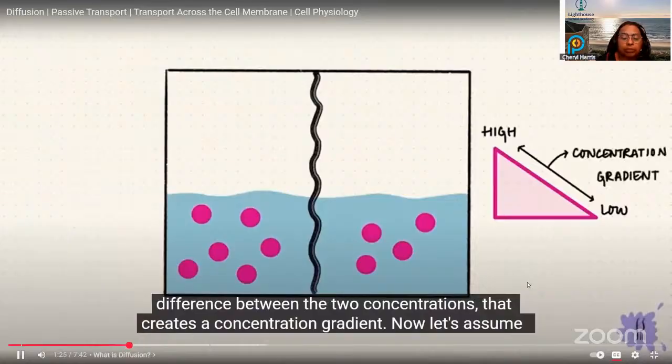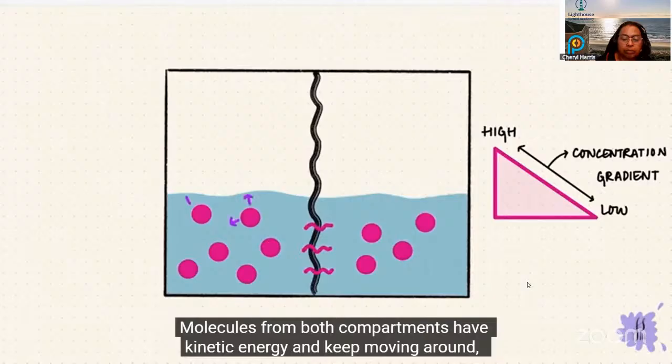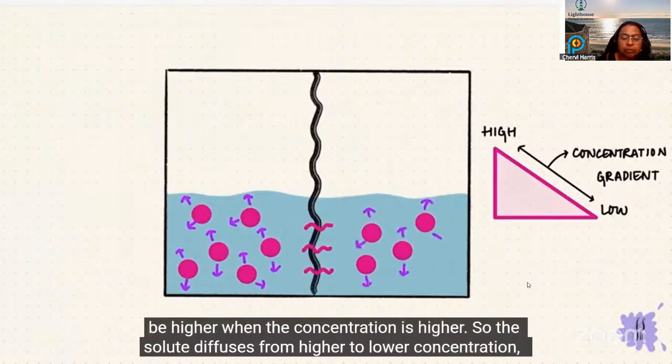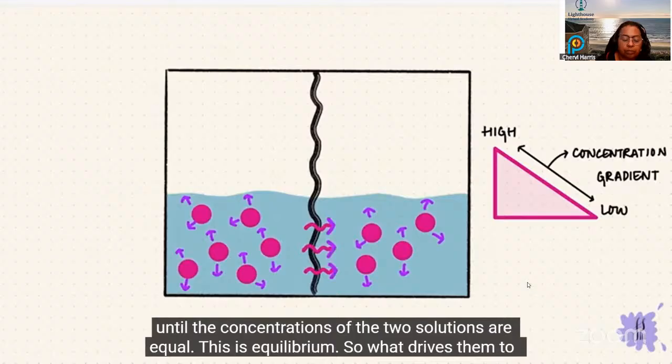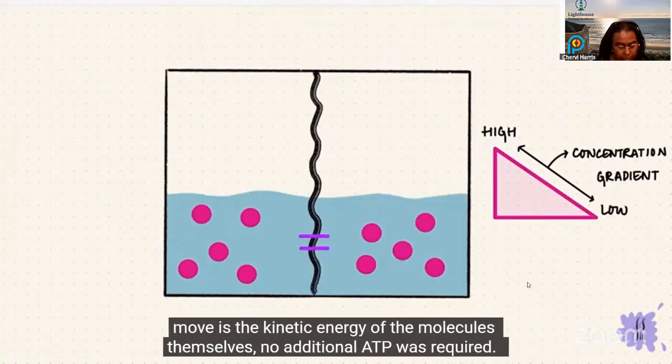Now let's assume that the membrane is permeable to the solute, which means it's going to let the solute pass through. Molecules from both compartments have kinetic energy and keep moving around, bumping into each other and into the membrane. So the chances of them crossing the membrane will be higher when the concentration is higher. So the solute diffuses from higher to lower concentration until the concentrations of the two solutions are equal. This is equilibrium. So what drives them to move is the kinetic energy of the molecules themselves. No additional ATP was required.